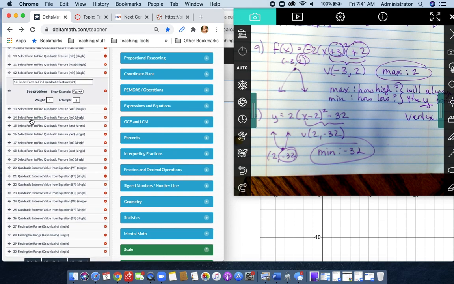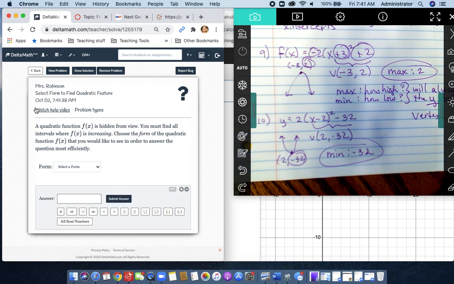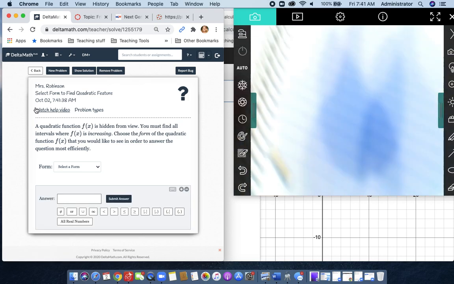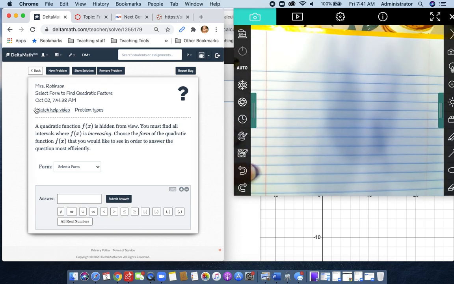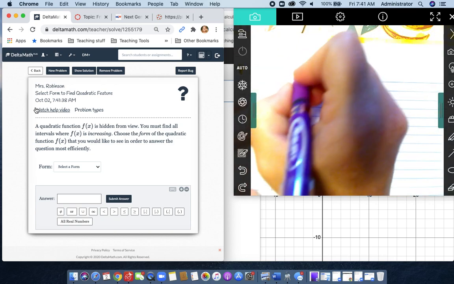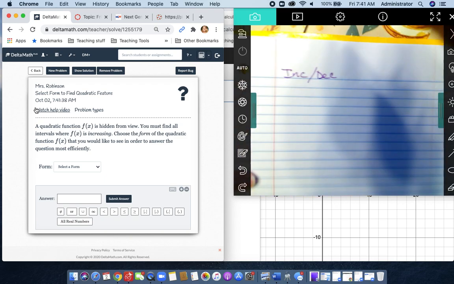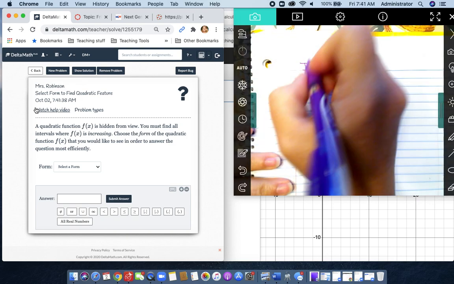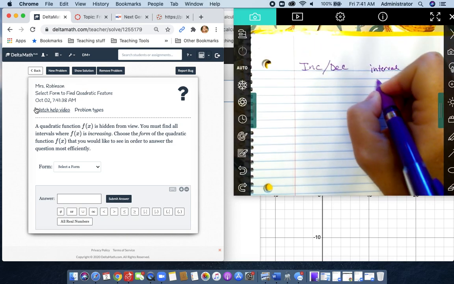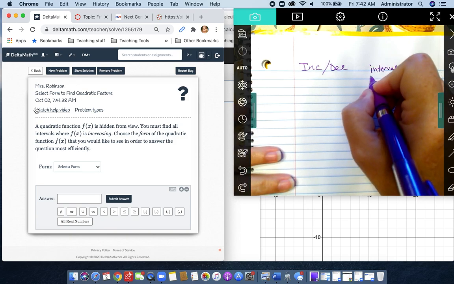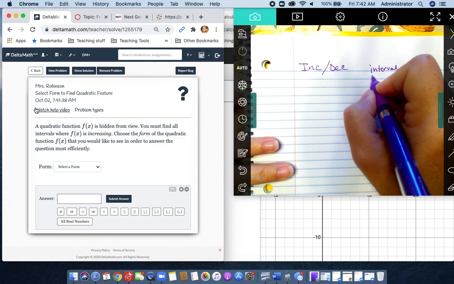All right, so you should have 13 done. We're going to talk next about 14 and increase, decrease. So I'm going to flip my page for notes, and we are going to talk about what it means to increase or decrease. So for increasing and decreasing intervals, first thing I want you to understand is that an interval is how we express a set of lower and upper limits.